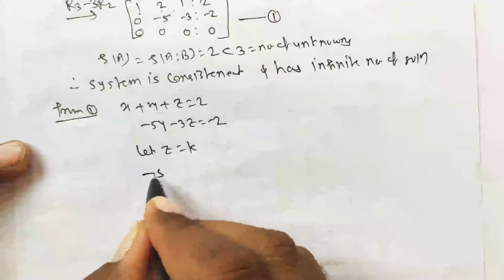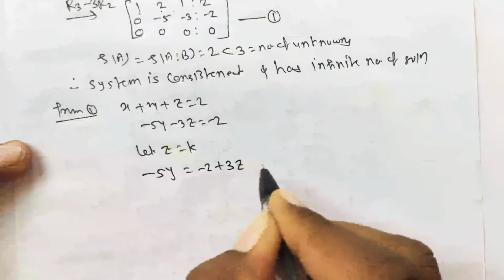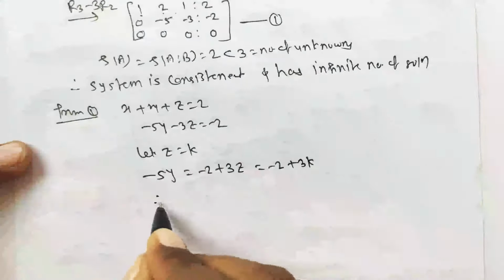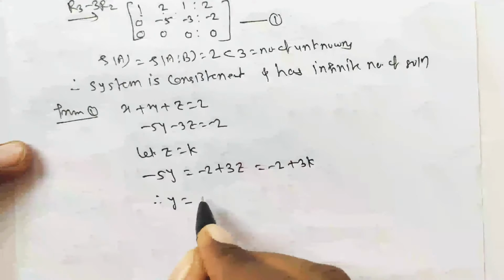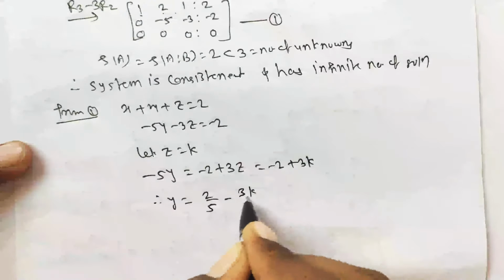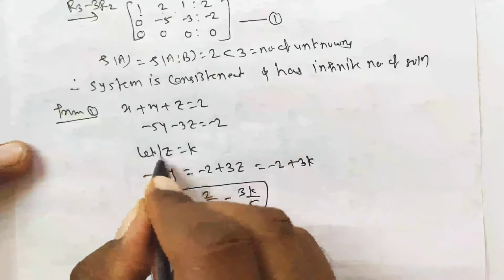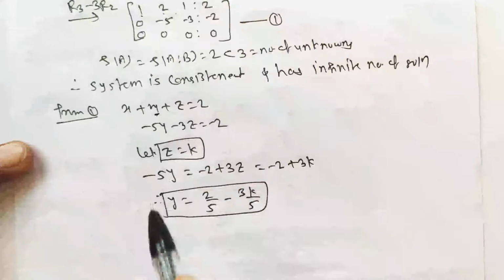So minus 5y is equal to minus 2 plus 3z, that is equal to minus 2 plus 3k, and therefore y is equal to, dividing by minus 5, minus 2 upon minus 5 is 2/5 minus 3k/5. So this is the value of y, and this is the value of z in terms of k. Put y and z in this equation, try to find x.